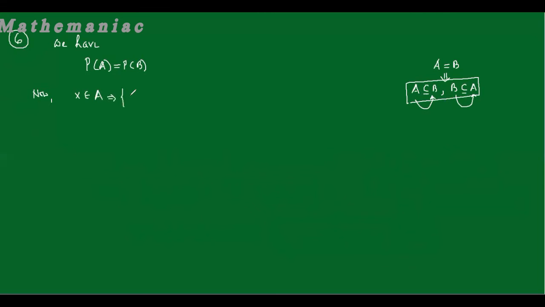If this is an element, then I can construct a singleton set taking X as the element. So obviously this will be a subset of A. Any subset I consider for a given set will always be an element of the corresponding power set. There is nothing wrong to write it. Now, as P(A) equals P(B), I can write it here.